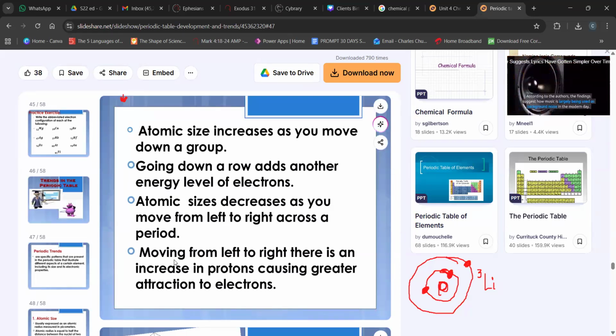Okay, so let's look at the other trends that relate to atomic size, right? Atomic size decreases as you move from left to right across a period, and you will see the reason and the effect of that decrease. Of course, moving from left to right is also an increase in the protons, causing greater attraction to electrons.